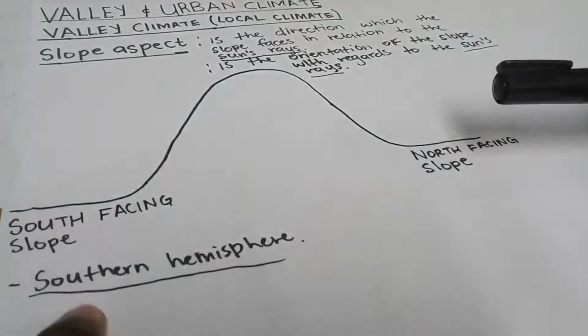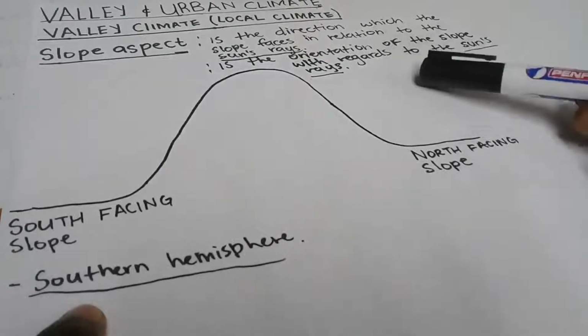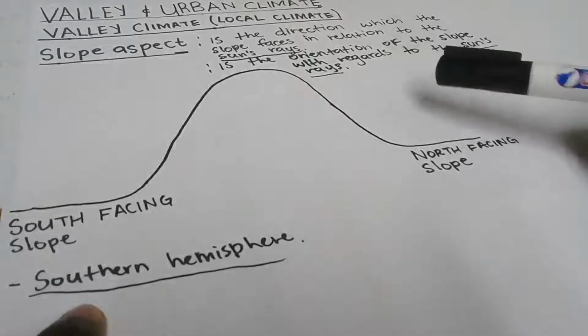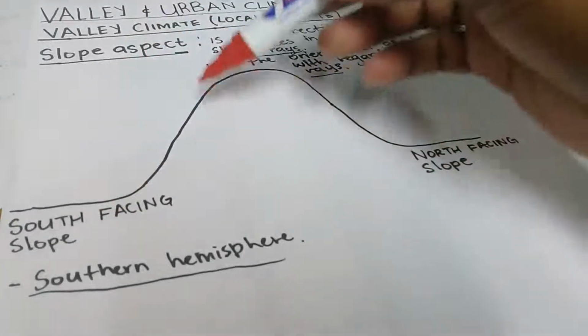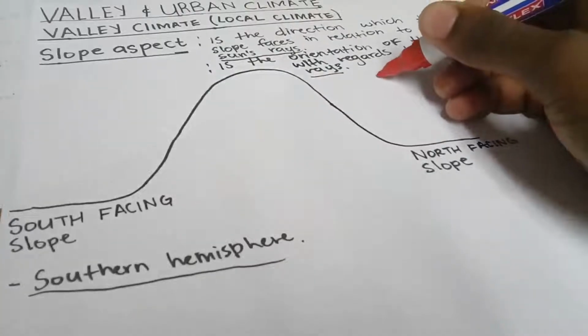In the southern hemisphere, the north-facing slope is the one that is going to receive more sunlight. Let me repeat it. In the southern hemisphere, the north-facing slope is going to receive more sunlight. So if we're saying this is the southern hemisphere, this side is going to receive more sunlight.